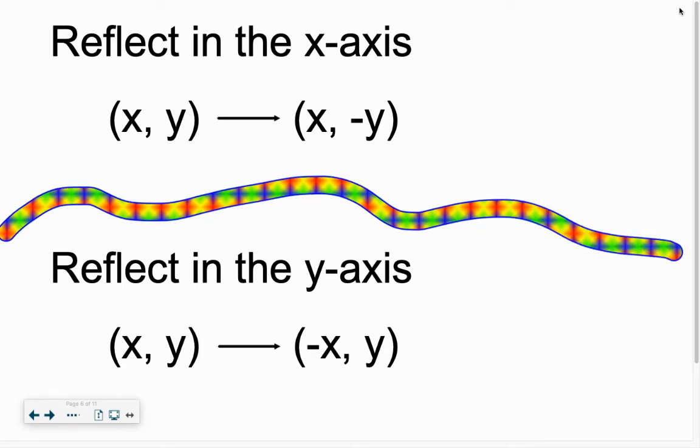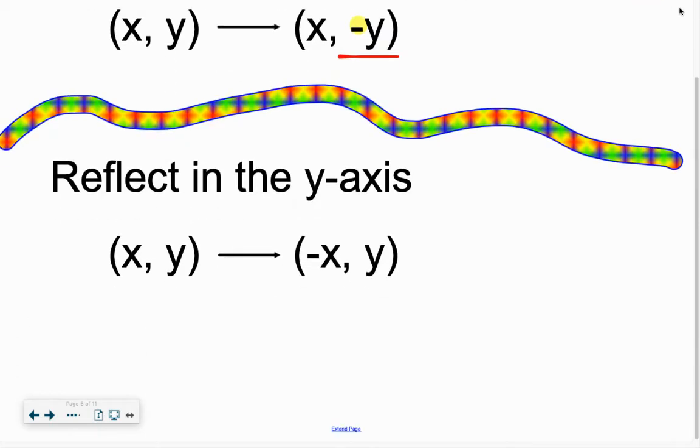When we talk about reflection in the x-axis, again, the x-axis is the horizontal axis. When you reflect a point in that, notice there's a minor change, and it's right there. The y is opposite, because if the point was up here on top where it's positive, reflecting it in the x-axis, it's going to be down here in the bottom where it is now negative.